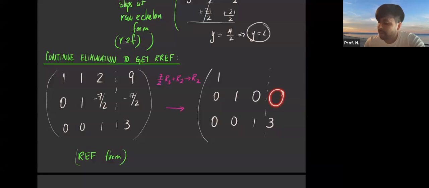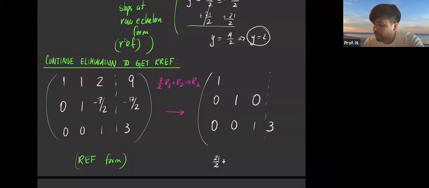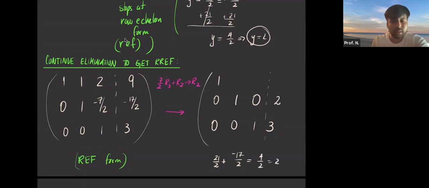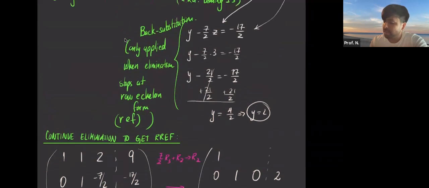Now, what is this number right here going to be? Well, if I multiply this by 7/2, I get 21/2. And I'm adding this to what? This is -17/2, right? Isn't this 4/2? Isn't this 2? Isn't this exactly what it's supposed to be? Do you guys see that? Didn't we look at this computation? Didn't we do this computation somewhere?